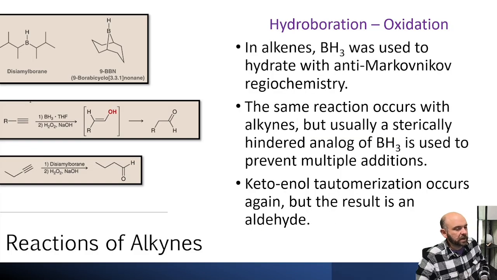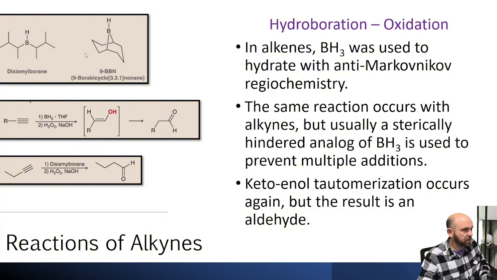So the next reaction we'll look at is hydroboration oxidation. This is a way to add that double bonded, that carbonyl O, to the other end, the non-Markovnikov end of the molecule. We saw the same thing with the alkenes using BH3, but in the case with the alkynes, we use bulkier analogs of BH3 rather. So some of the H's have been replaced with alkyl groups.